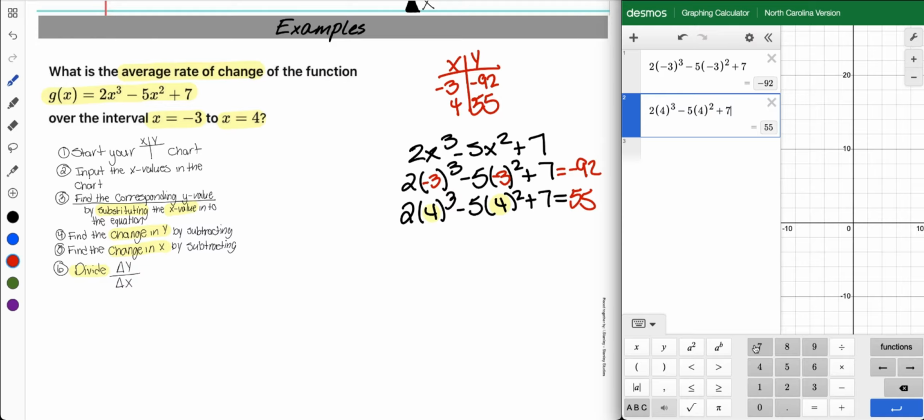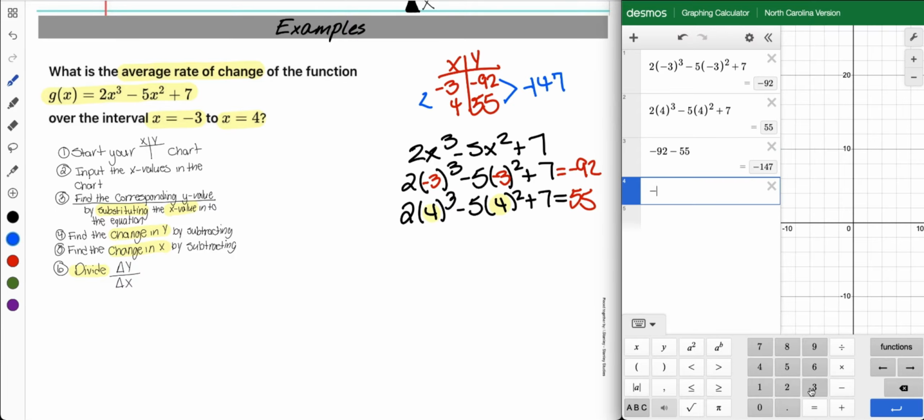Okay? So now that I have my t-chart, what I have to find now is what we call our changes. Our change in y and our change in x. So in order for us to find our change in y and our change in x, it is taking the numbers that are in the y column and subtracting them, and taking the numbers in the x column and subtracting those. So in Desmos, we can use it again. So if I got negative 92 for my first x, and I got to subtract that from 55, that's going to give me negative 147. Okay? And then I'm going to do the other side, which is negative 3 minus 4.